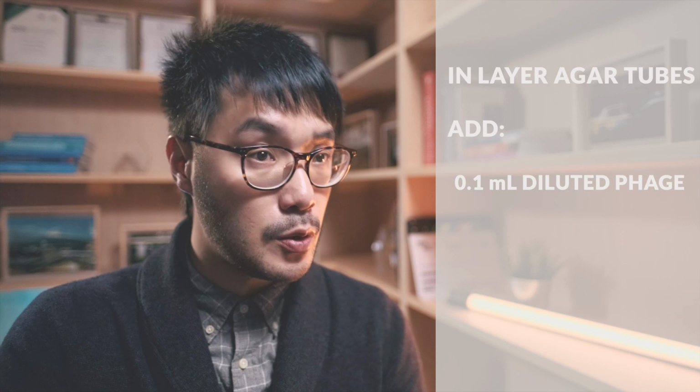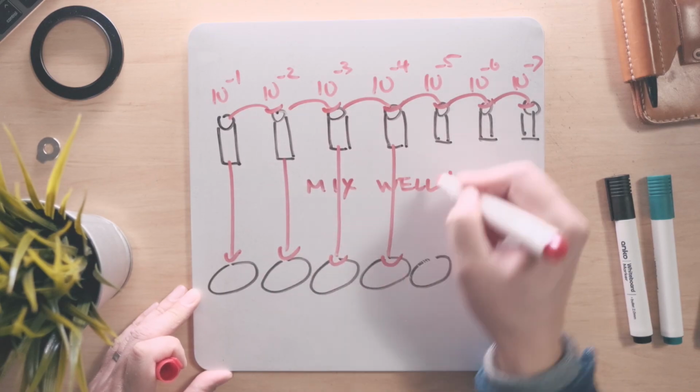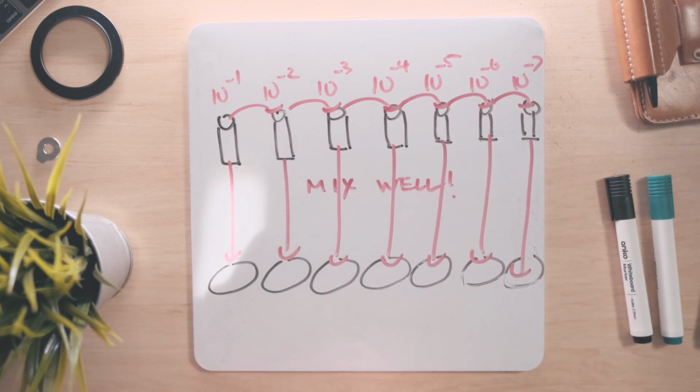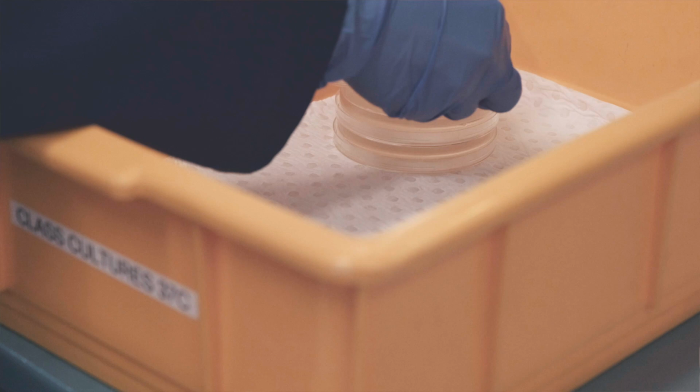Repeat this process for each of the phage dilutions. Add 0.1 ml of the diluted phage, 0.1 ml of E. coli culture, mix, then pour onto an empty agar plate. All of these plates will be incubated at 37 degrees Celsius overnight.